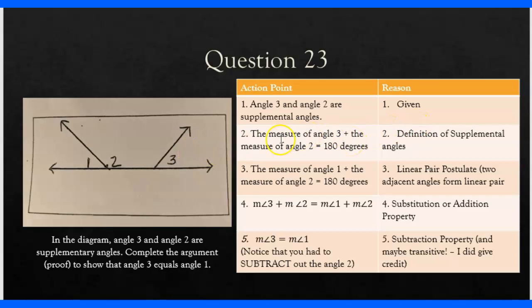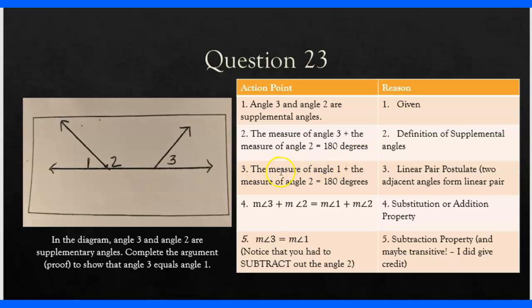Then we now have to think, okay, what's the next logical step? The measure of angle 3 plus the measure of angle 2 is 180 degrees. We know that because of the definition of supplemental angles. You may use definitions, you may use theorems, you may use postulates. It doesn't matter. If it's something that's been recognized in your book, then you may use it.